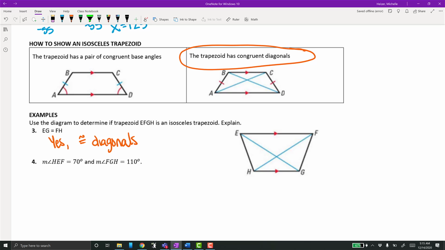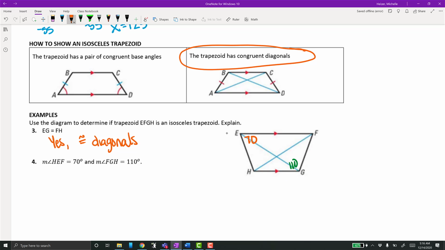Question 4, HEF. So HEF goes like this, so this angle here is 70 degrees. And then it also says FGH. This angle here is 110. So does this make it an isosceles trapezoid? Not quite based on how we show it, but we can find more information about this. We can't say that we have congruent base angles because we don't know that it's an isosceles trapezoid. But our supplementary consecutive angles will always hold true.